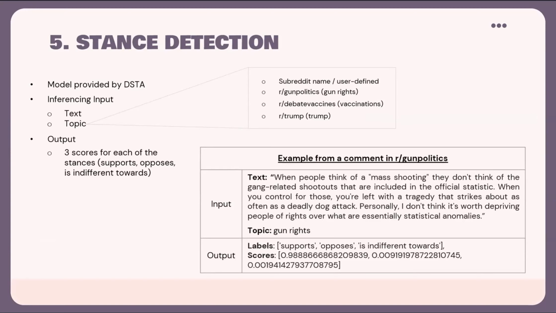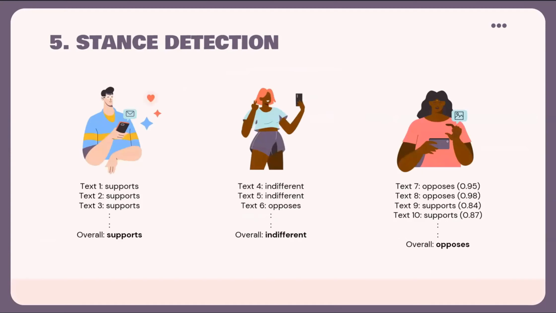We'll infer the stance for every single text in the data frame. Then, since each user can post or comment many times, we'll group all these texts by user and get the majority stance of each user. We can see the first user has a stance of supporting gun rights, the second user is indifferent, and for the third user, when there's a tie across stances, the stance with the highest score will be taken. So the third user is opposing gun rights.